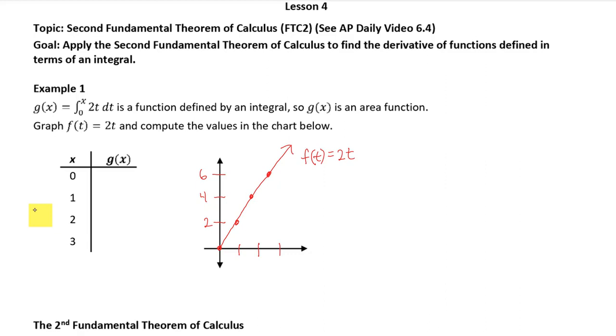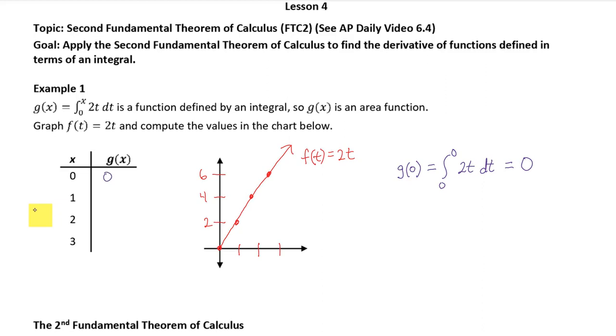So the first thing I'm going to do is plug 0 into the function g. Well, what does that do to the right side of my integral? It now has the integral from 0 to 0 of 2t dt. And what this is saying is find the area from 0 to 0. So I know that the area from 0 to 0 is just 0. So at 0, g is 0. That's the area at 0.